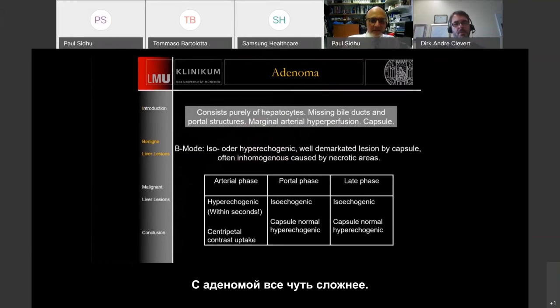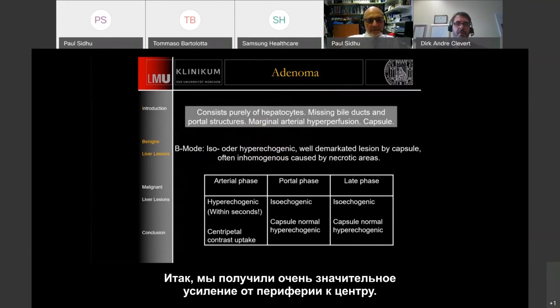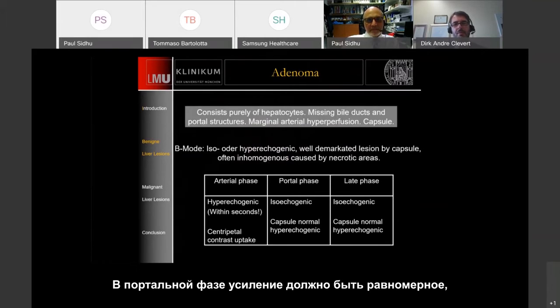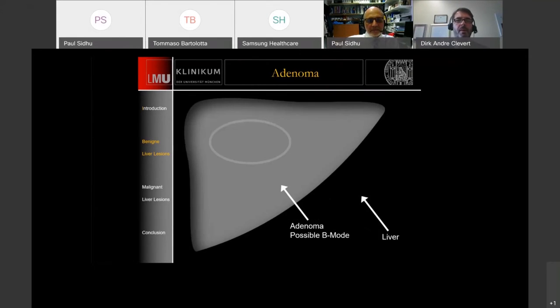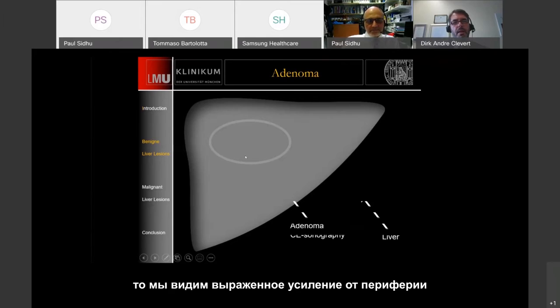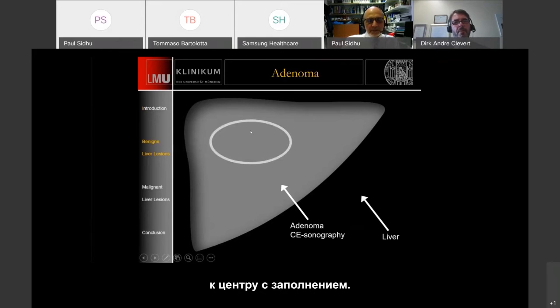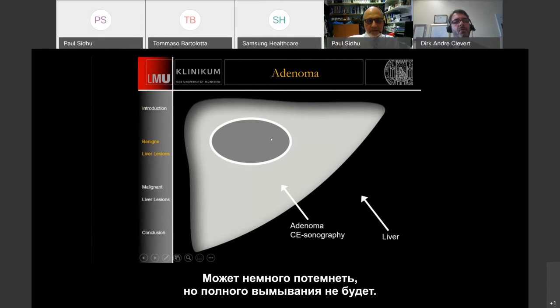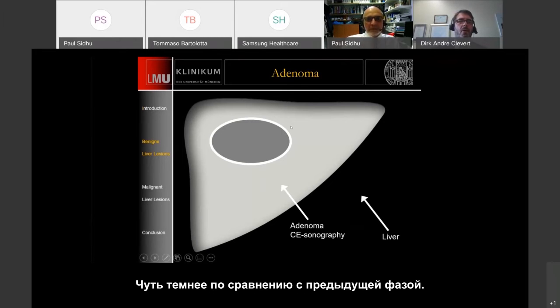Adenomas are a little bit tricky. They have hyper-enhancement from the periphery to the center. They should have iso-enhancement in the portovenous phase and iso or slightly less enhancement in the late phase. So if we see an adenoma, we see a strong enhancement in the periphery, filling from the periphery to the center, and in the late phase, sometimes you see a slight washout. It means a little bit darker, not a complete washout, a little bit darker in comparison. Often we also have this rim in the periphery.